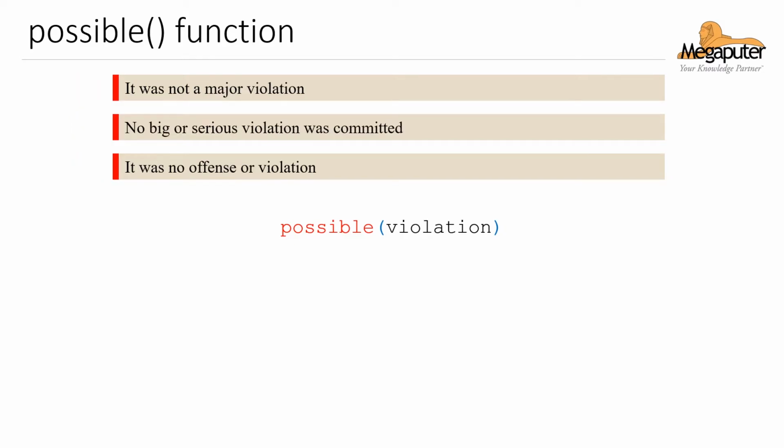Now, in these example texts, the indicators of negative context are followed by phrases which contain the function argument violation. In the first record, the phrase is a major violation. In the second record, the phrase is big or serious violation. And in the third record, the phrase is offense or violation. In such cases where indicators of negative context are followed by phrases containing function arguments, the negative context is recognized by the possible function, and these records are not matched.